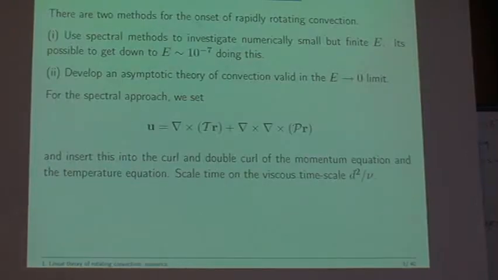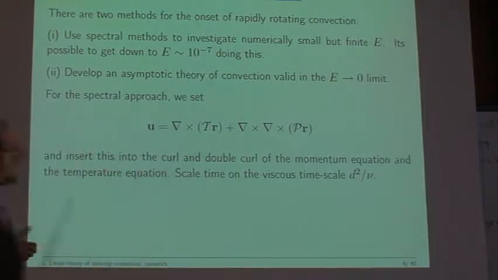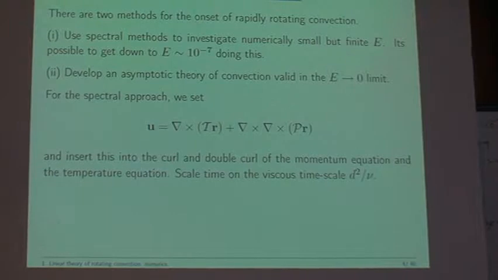Okay, so now let's think about how you go about solving the problem of the onset of convection with rapid rotation using numerical methods, first of all. This is a much simpler problem than a full simulation, because we're going to drop nonlinear terms. But nevertheless, the standard approach is the one that's often used here. As in the last talk I gave, we're using spectral methods to investigate numerically small but finite E. So we're not going down to the very limit here. It's possible to get down to, say, 10 to the minus 7 without much difficulty.